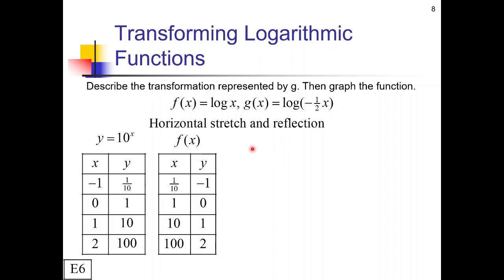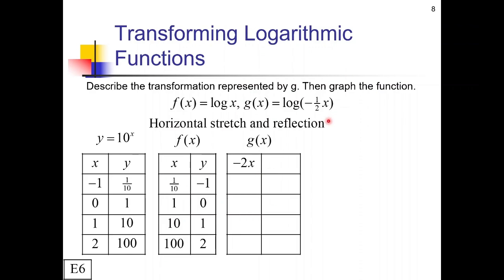Now for the transformed table on this, we're going to be multiplying the x values by a -2 to represent this transformation. So we have -2x. Nothing's happening outside the function, so y is staying the same. So we've got negative 2 times 1 over 10, which is negative 1/5, or negative 0.2 if you like. Negative 2 times 1 is negative 2. Then we have negative 20 and negative 200. And then the y values are still negative 1, 0, 1, and 2.